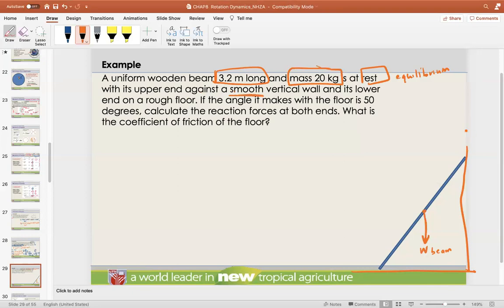Smooth, eh? So your wall is smooth, which means there is no friction. And its lower end is on a rough floor, so there is friction, but we don't know yet which direction the friction is. If the angle it makes with the floor is 50 degrees, calculate the reaction forces at both ends.